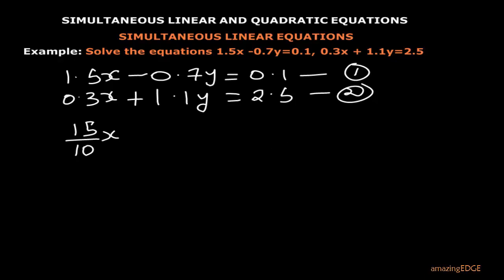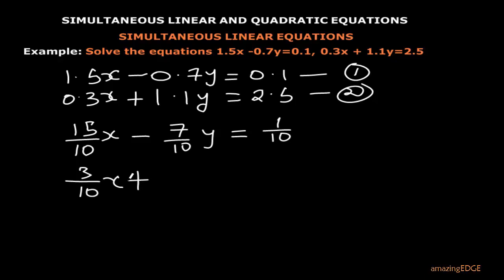Then we have minus, then 0.7y is the same thing as 7 over 10y. Then 0.1 is the same thing as 1 over 10. In the second equation, let's not label it, it's not important for now. 0.3x could be written as 3 over 10x, plus 1.1y can be written as 11 over 10y. Some are proper fractions, some are improper fractions. We are moving from decimal to fraction. So 2.5 is the same thing as 25 over 10.